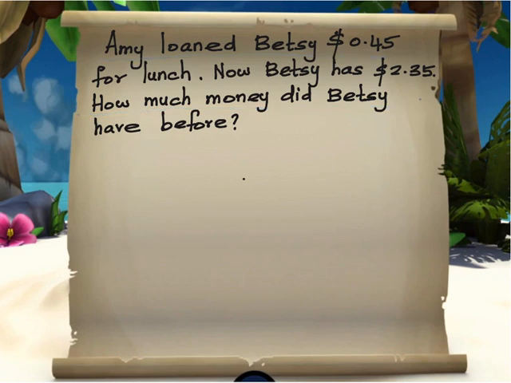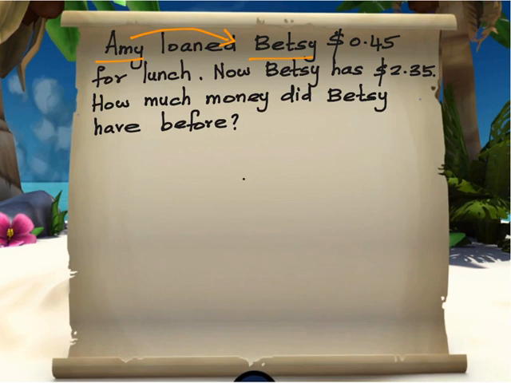Okay, so there are two characters here. One is Amy and the other one is Betsy. Amy loaned Betsy. When they say loaned Betsy, that means Amy is giving money to Betsy, and Betsy has to give that money back to Amy, maybe 10 days later, or like 1 month later, or 6 months later. She has to give that money back.